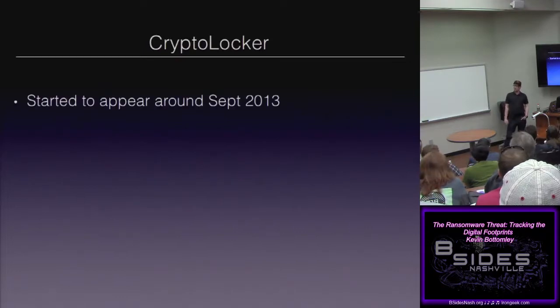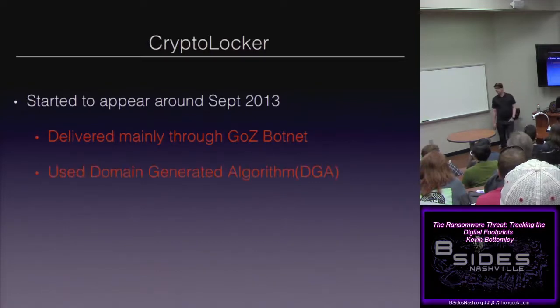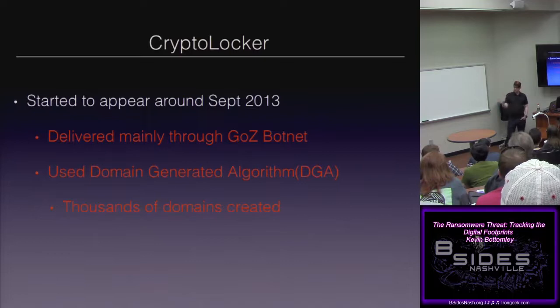So, as I was saying, we started to see it towards the end of 2013. Mainly, it was delivered through the Game Over Zeus botnet, and it used DGA, a domain generation algorithm, which is basically a bunch of letters and numbers smashed together to create a domain name. Not usually something that you would type in by hand. It would create thousands of these domains at once and only register one of them to actually be the C2.